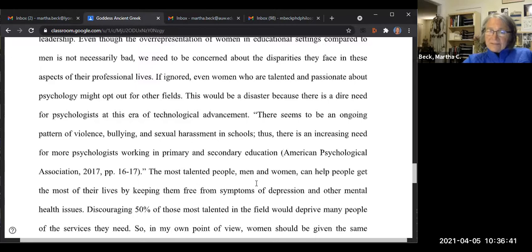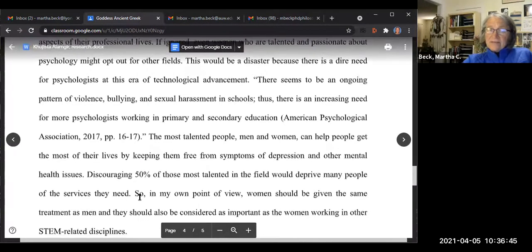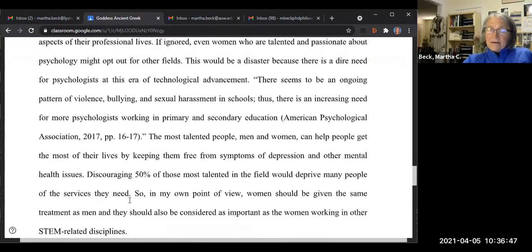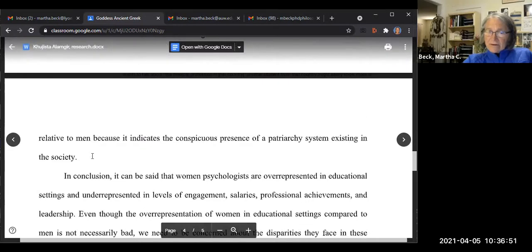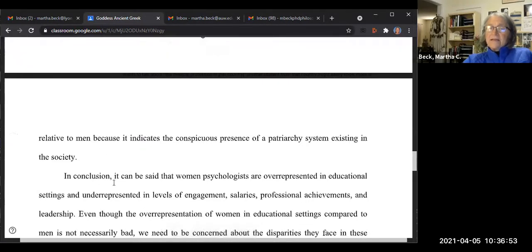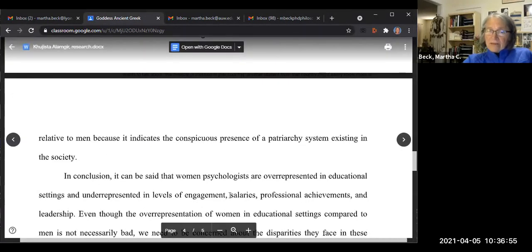The most talented people can help people out earlier in their lives, discouraging them. Okay, so right there's a paragraph that I think should go up here. And then in conclusion, right?